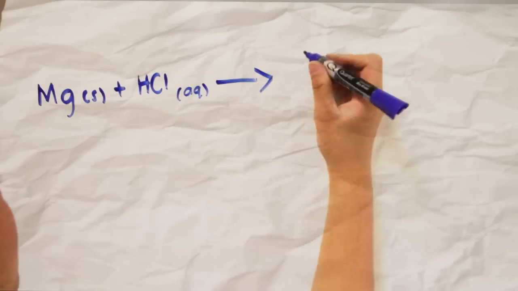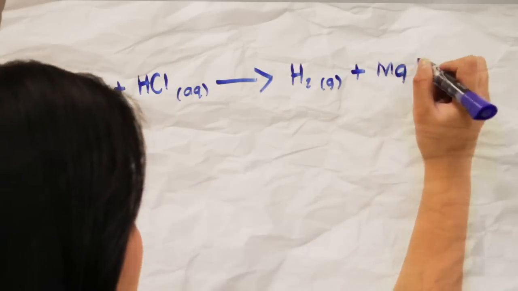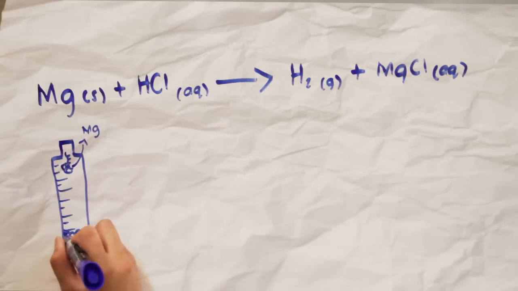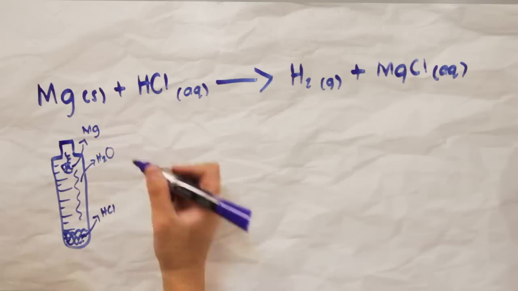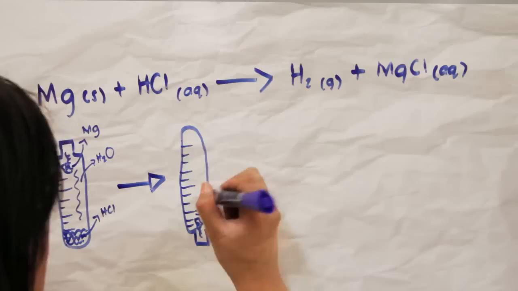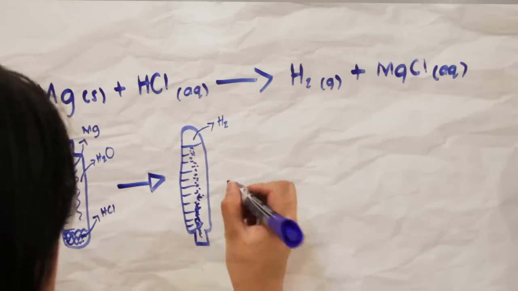An example of a real-world application for this law is a gas being produced in a reaction. In this picture, after we have found the number of moles of gas, we can use the ideal gas law, which is PV equals nRT, to find any other missing factors.